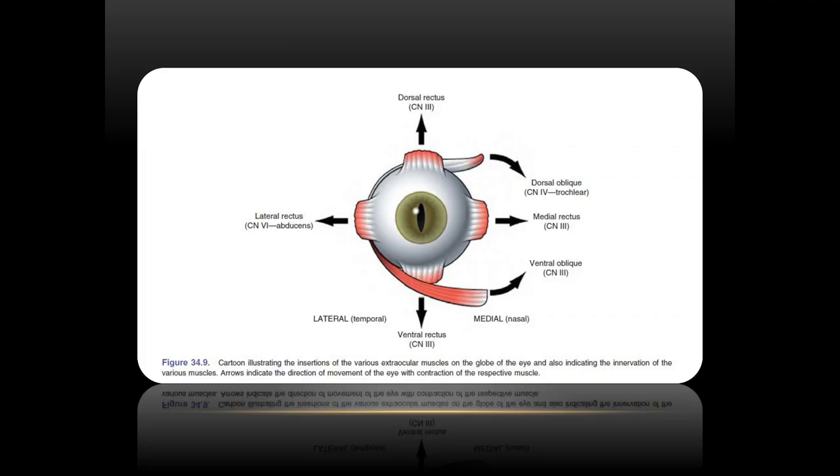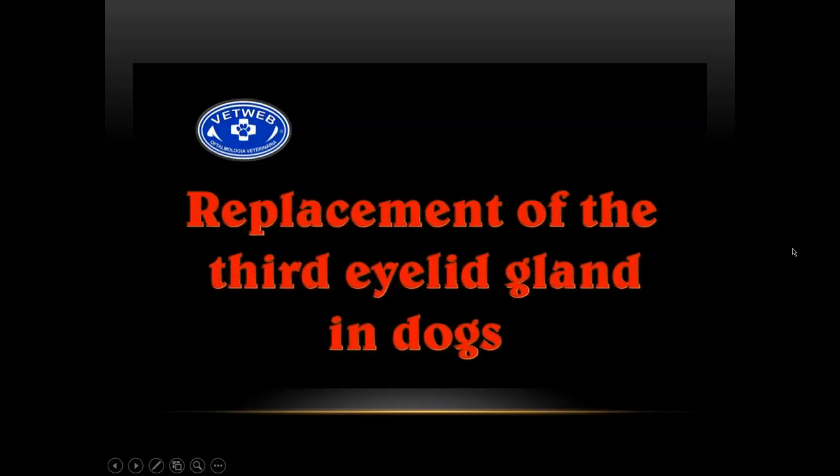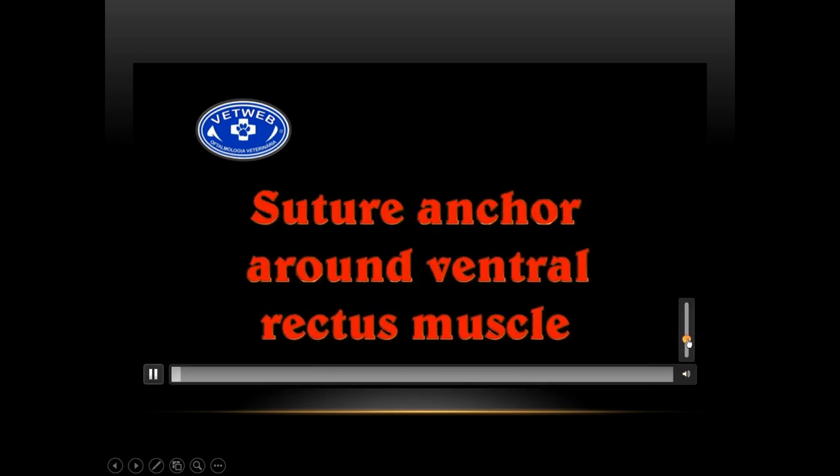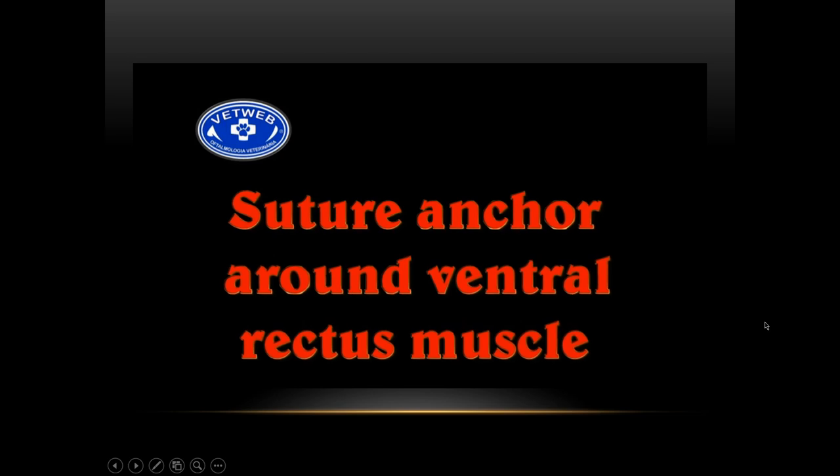In this case, we decide to do the suture anchor around the ventral rectus muscle. Okay, so you take the third eyelid gland and suture it around the ventral rectus muscle. This is a very good technique when you have recurrences with the Morgan pocket technique. I think it's a first choice technique for large animals. Okay, so let's watch the video of this technique.